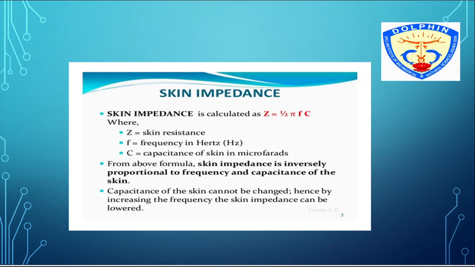The formula is Z = 1/(2πFC), where Z is the skin impedance, F is the frequency, and C is the capacitance. So frequency is inversely proportional to the impedance of the skin. Skin impedance is inversely proportional to frequency and the capacitance of the skin, and as the capacitance of the skin cannot be changed, by increasing the frequency, the skin impedance can be lowered. As I have discussed, if the frequency is less, then there is more impedance in the skin, and the current flows more easily into the body of the patient when the frequency is higher.